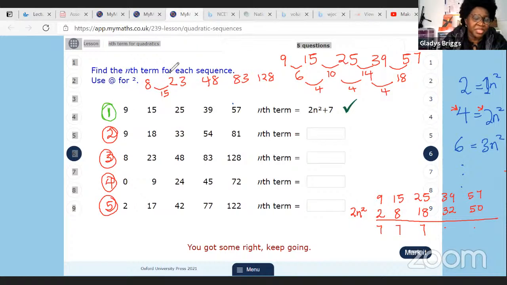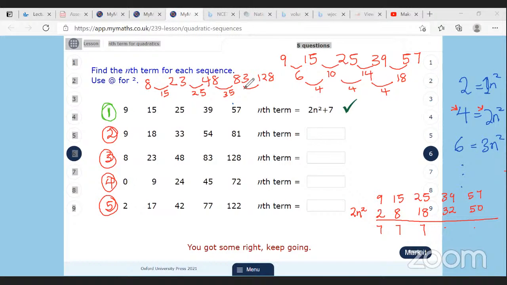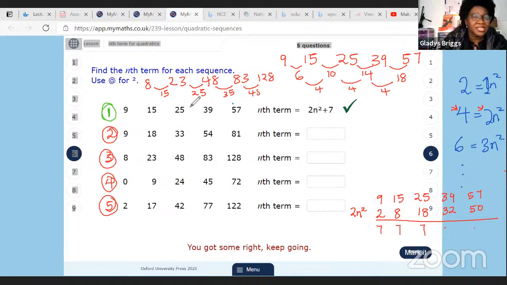48 subtract 23 is 25. 83 subtract 48 is 35. That's going up in tens. And 128 subtract 83 is 45. So this is 10, 10, 10. If 6 here is 3n squared, what's 8 going to be? And what's 10 going to be?